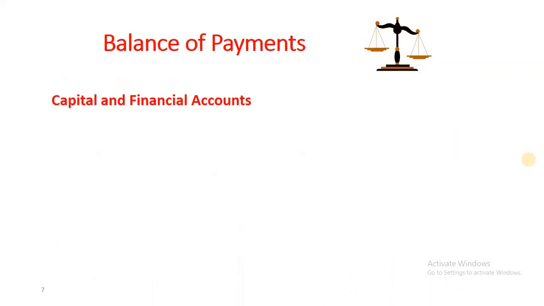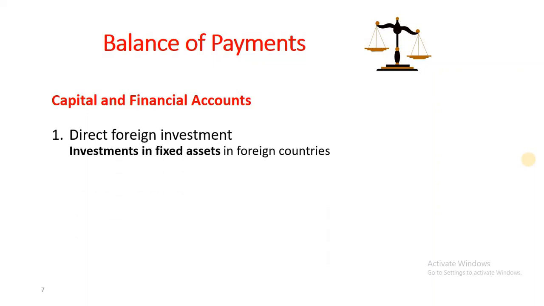Now let's look at capital and financial accounts. It includes direct foreign investment. So investment in fixed assets in foreign countries is part of direct foreign investment. For example, when Chinese manufacturers invest in Bangladesh, it will be part of direct foreign investment.